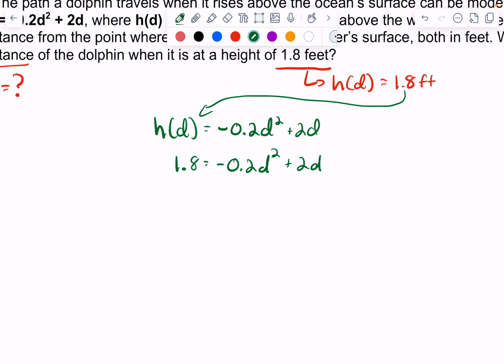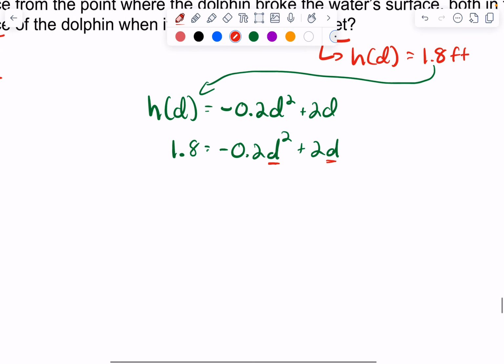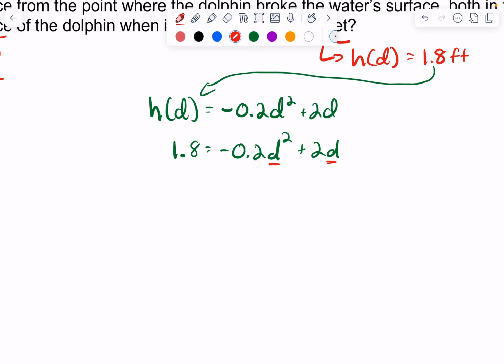Well, this looks like a quadratic. And when we are solving a quadratic, because we are solving for this d value right here, we're looking for d. Let's solve this, and the first step is to set it equal to 0. So we need to bring this over to the side right here. So 0 equals minus 0.2 d squared plus 2d minus 1.8.